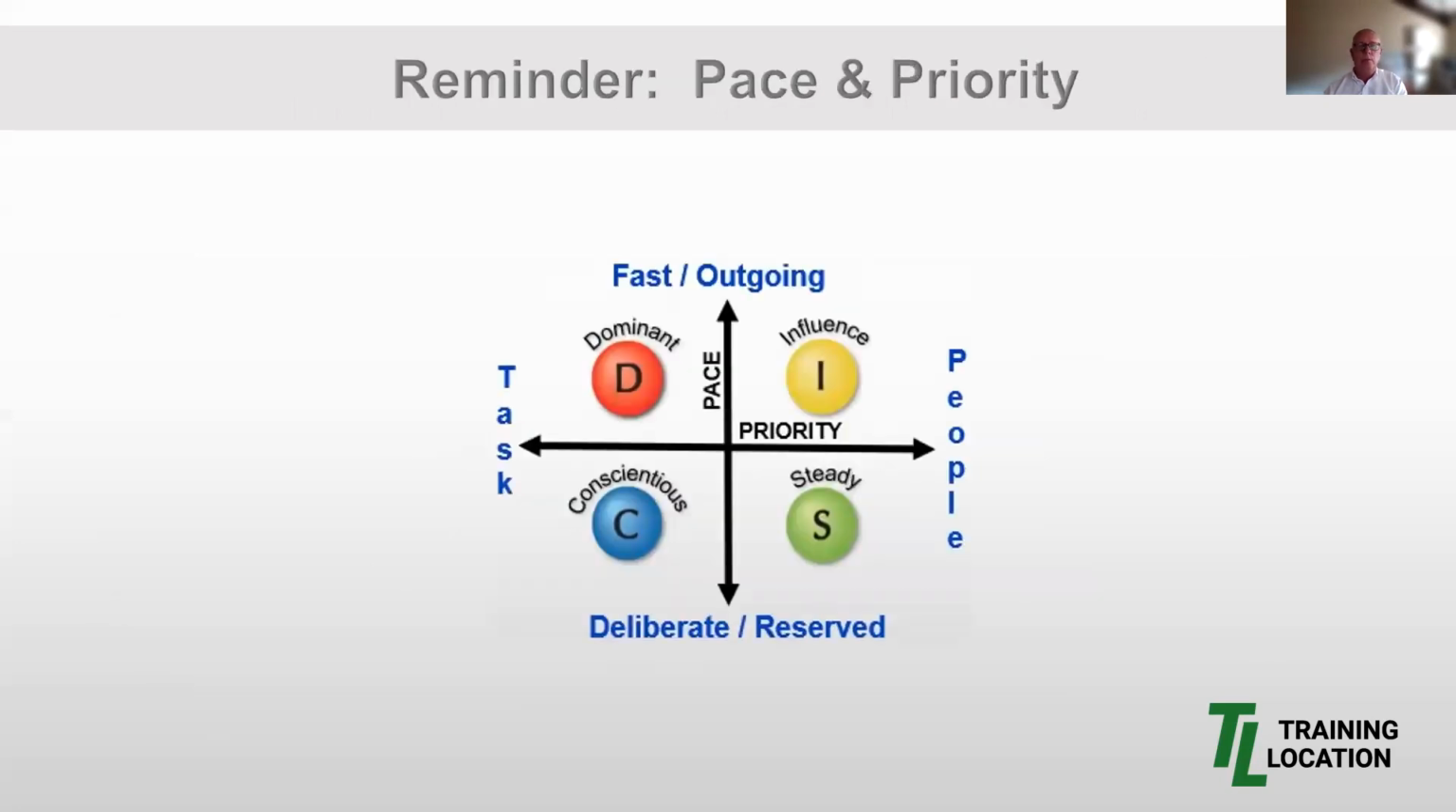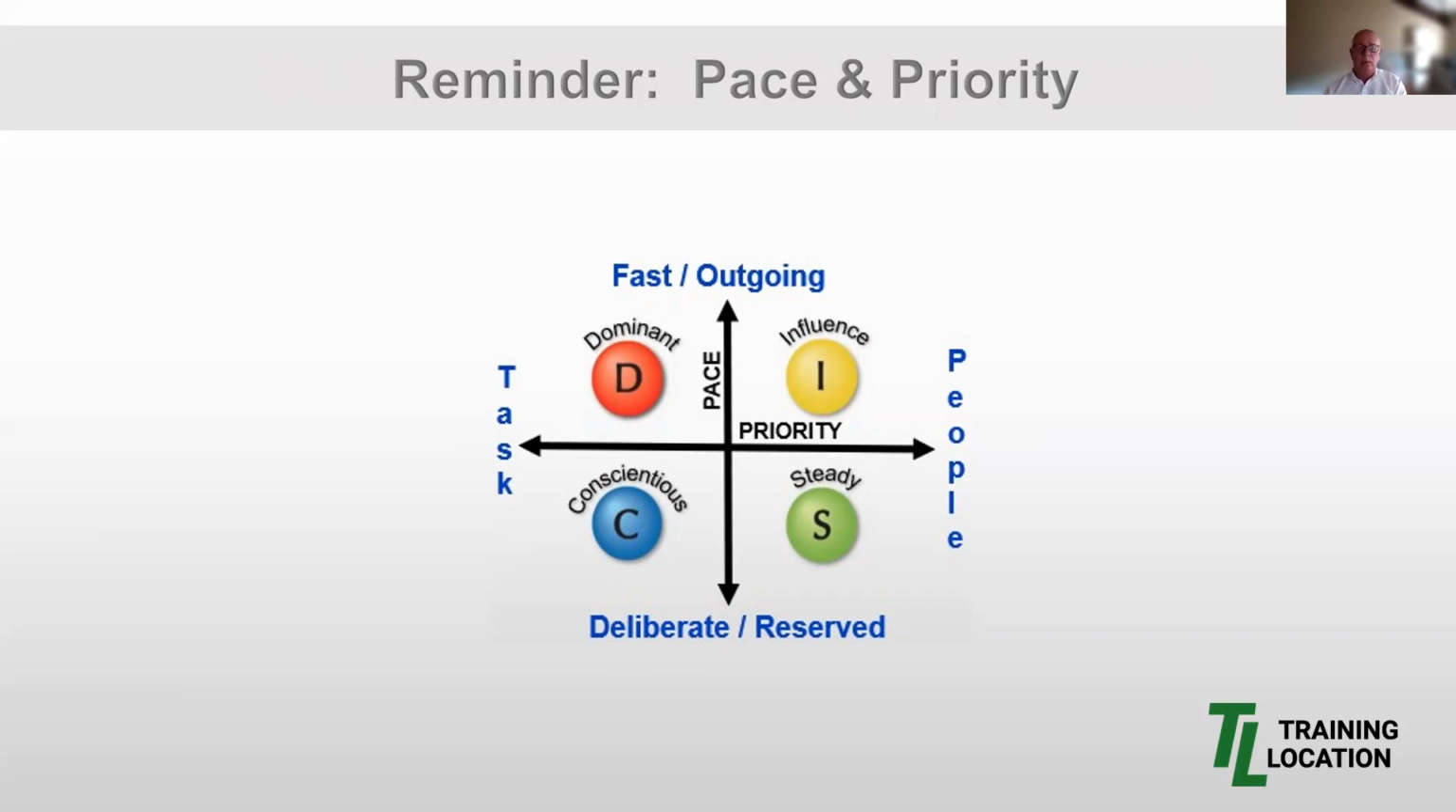I'm always referring to our PACE and priority model as the essential tool to diagnose DiSC styles. The vertical axis represents PACE, while the horizontal axis represents priority. The PACE spectrum ranges from faster at the top to moderate, deliberate, maybe reserved at the bottom of the vertical axis. The priority spectrum ranges simply from task-oriented on the left and people-oriented on the right.